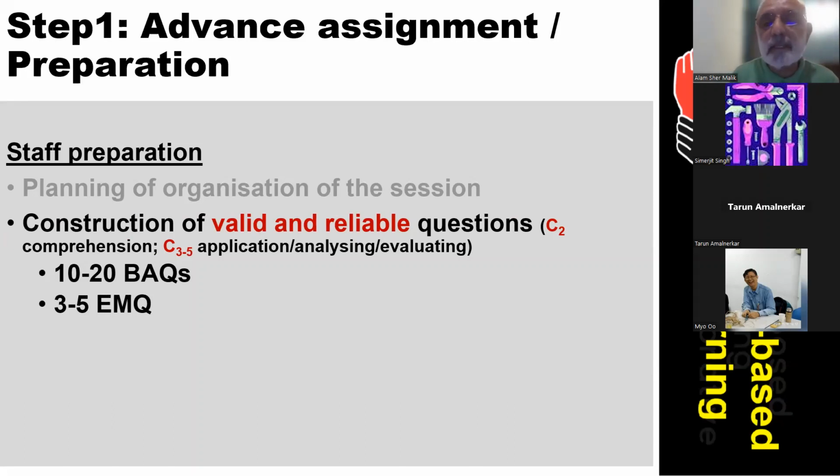The first set of questions at C2 level, or cognitive 2 level of Bloom's taxonomy, which is based on comprehension, and the second set based on application, analysis and evaluating. What I do mostly in my sessions is that I prepare between 10 and 20 single best answer questions for the first set and 3 to 5 extended matching questions for the team application level.